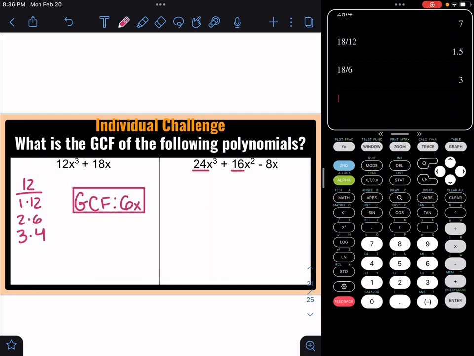Then 24, 16, and 8. 8 is my smaller one. So 1 and 8, 2 and 4. 24 divides by 8. Yes. 16 divides by 8. Yes. So our GCF would be 8, and for x to the third, x squared, x to the first, just x.